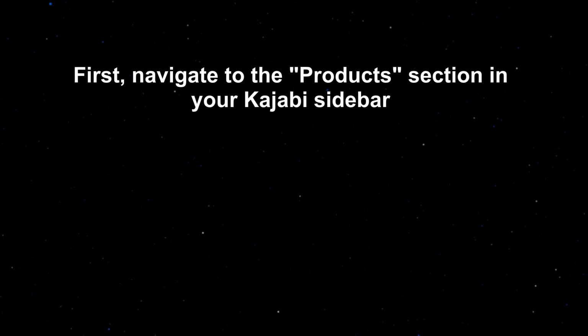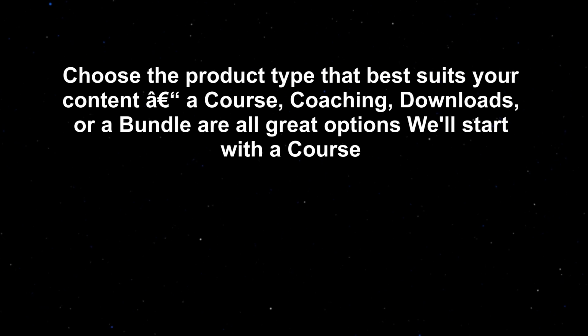Let's dive into building your first Kajabi product, step by step. First, navigate to the Products section in your Kajabi sidebar. Then, click on New Product to begin creating your offering. Choose the product type that best suits your content.